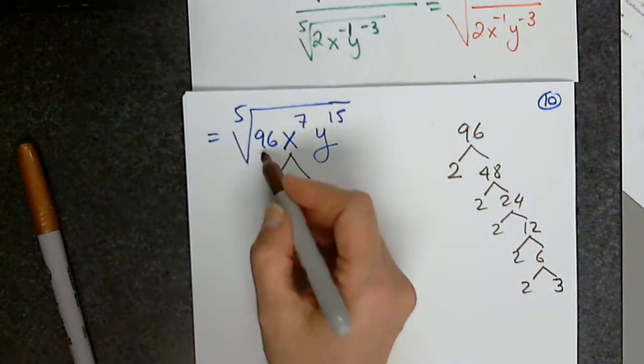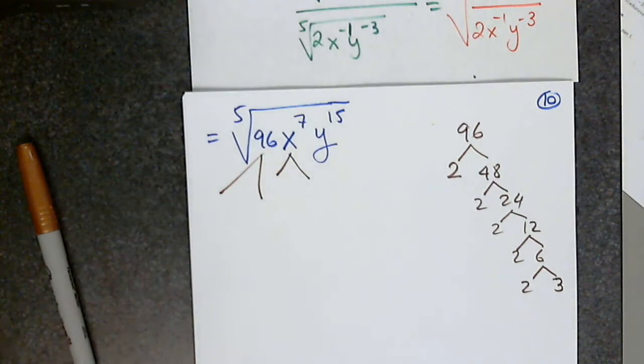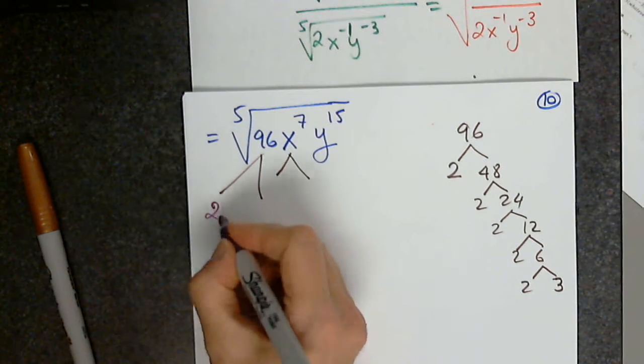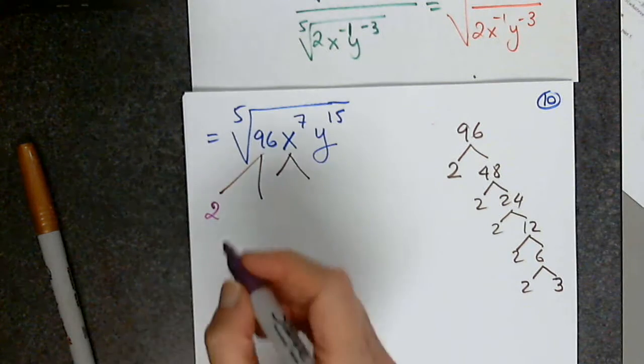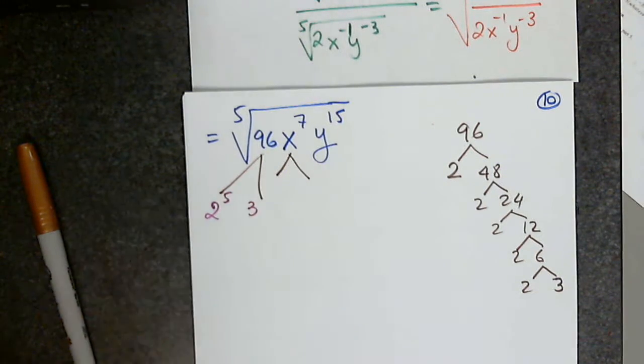So what can I say about 96? And what can I do to x to the 7th? And remember, which number dictates here what to do? Which number tells us what to do? Index, which is 5. Perfect. So 96 is the same as 2 raised to the 5th power, multiplied by 3.